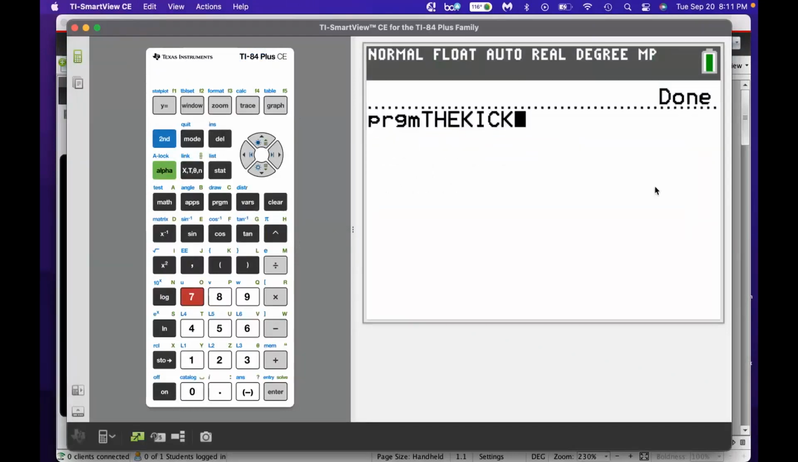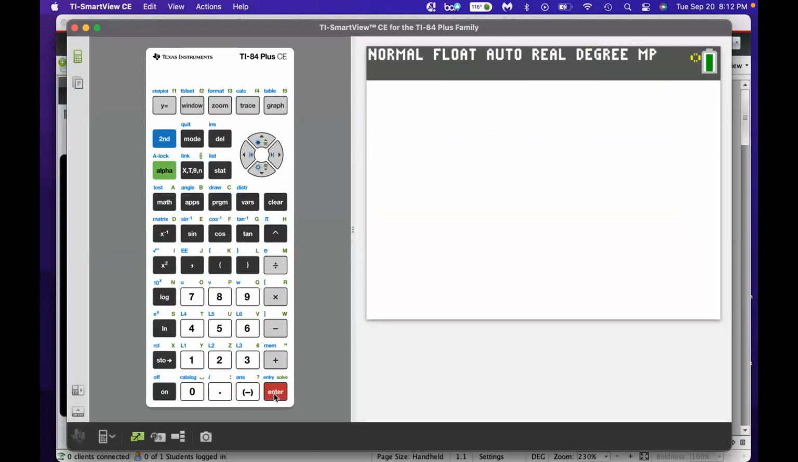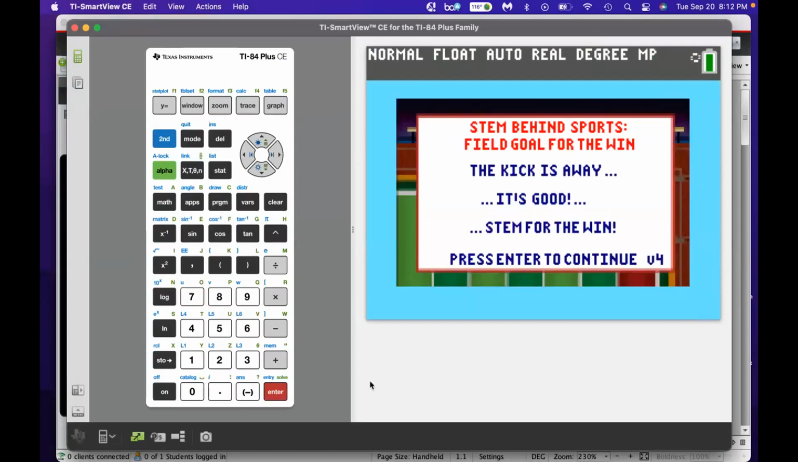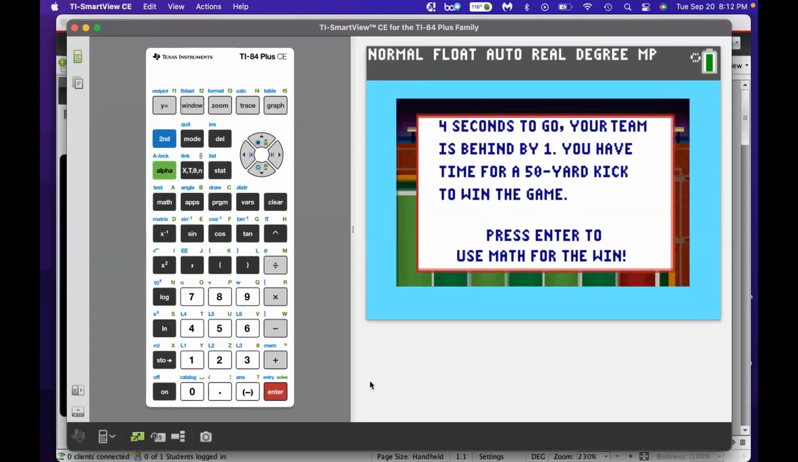So on the 84, this was called, I think, Field Goal for the Win, or Math for the Win, I believe it was. And so on the 84, you preload this program called the Kick, and it takes you into this activity. The STEM behind sports. Kick is away, it's good. So it gives us a little scenario: 4 seconds to go, your team's behind by 1. You have time for a 50-yard kick to win the game. So we're going to try to use some math for the win of this.